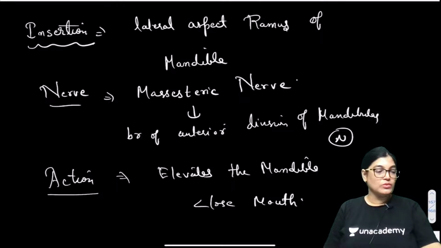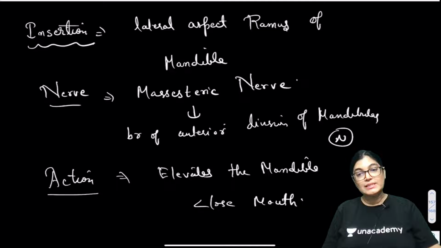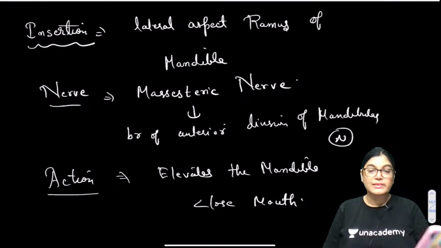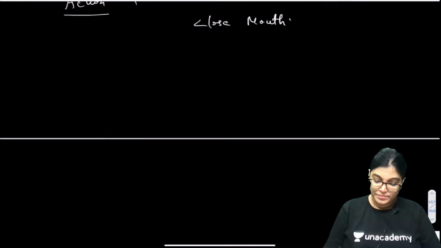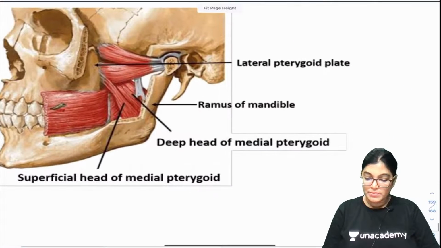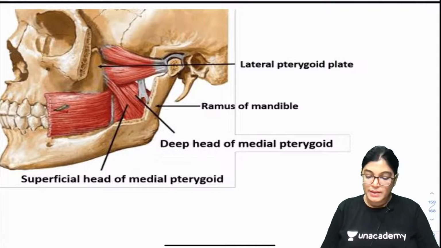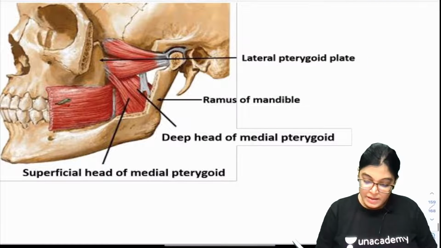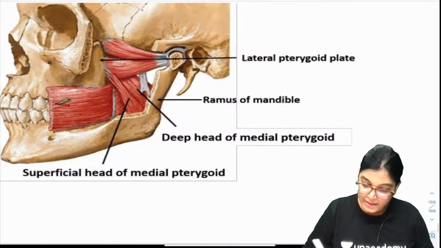Now done. Let's move on to the next one. Two other very important muscles: one is the lateral pterygoid and the other is the medial pterygoid. So let's move on to the lateral and medial pterygoid. Are all of you understanding? Please let me know. Firstly I will explain the lateral pterygoid muscle and then the medial pterygoid muscle.